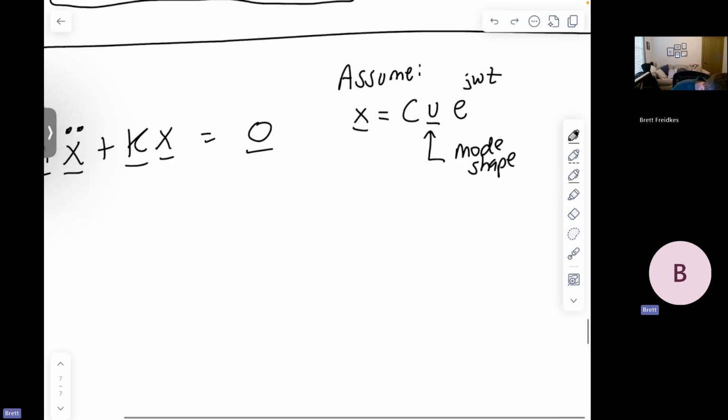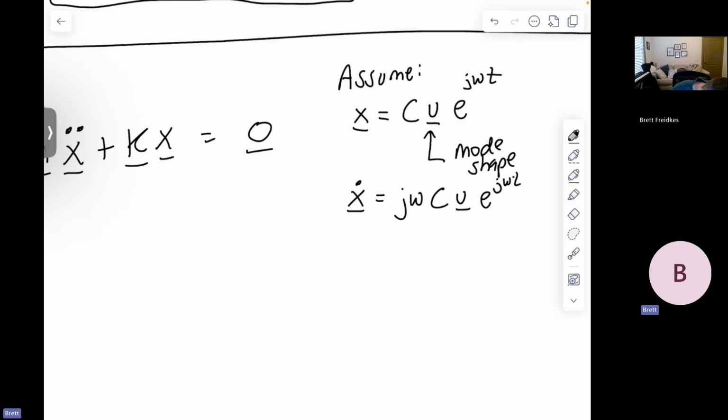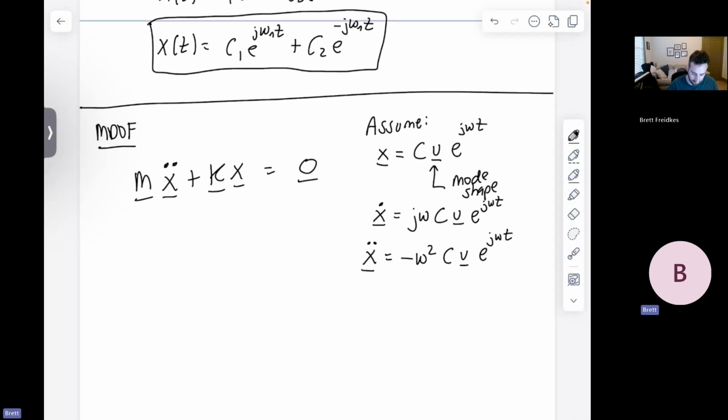So if I take the derivative of this, I will get x dot is j omega c U e to the j omega t. The derivative with respect to t will take down a factor of j omega. And then if I do another derivative, I'll bring down another factor of j omega. The j times j gives us -1. Omega times omega is omega squared, and everything else is exactly the same.